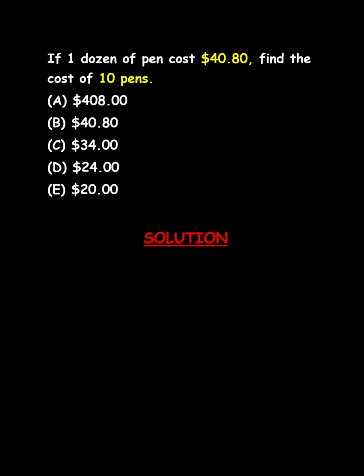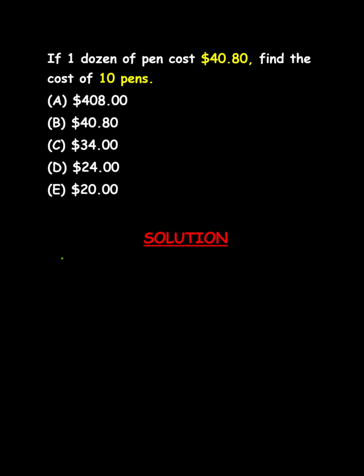If 1 dozen pens cost $40.80, find the cost of 10 pens. A. $408. B. $40.80. C. $34. D. $24. E. $20.